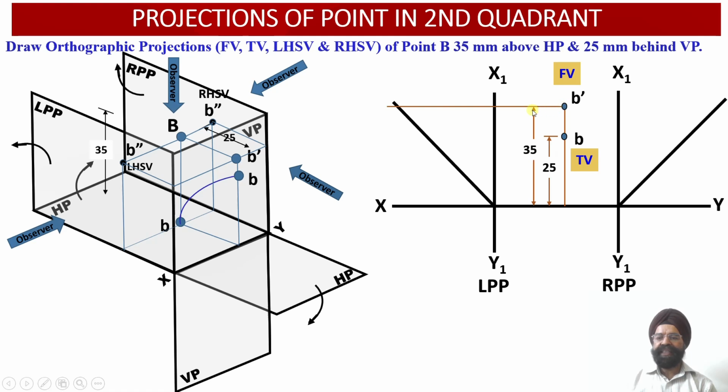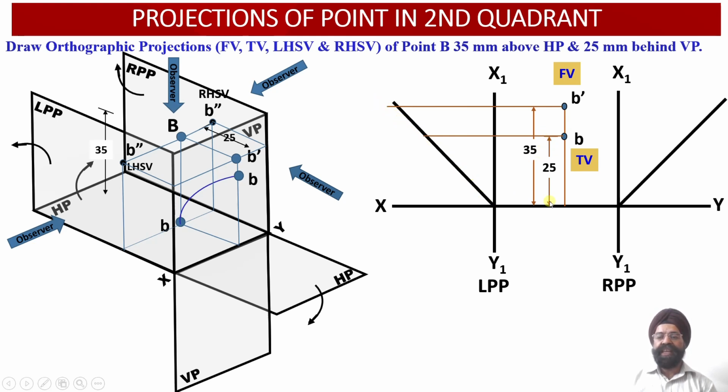So we have marked a distance of 35 millimeter above the XY reference line, and a horizontal projector line we have drawn through this locus of point B dash over here. So how do we transfer this distance 25 millimeter corresponding to the distance of point B from the vertical plane? So now we can check through this point B. Again, a horizontal projector line we have to draw, and wherever this horizontal projector line at a distance of 25 millimeter from the vertical plane intersects with this transfer line.